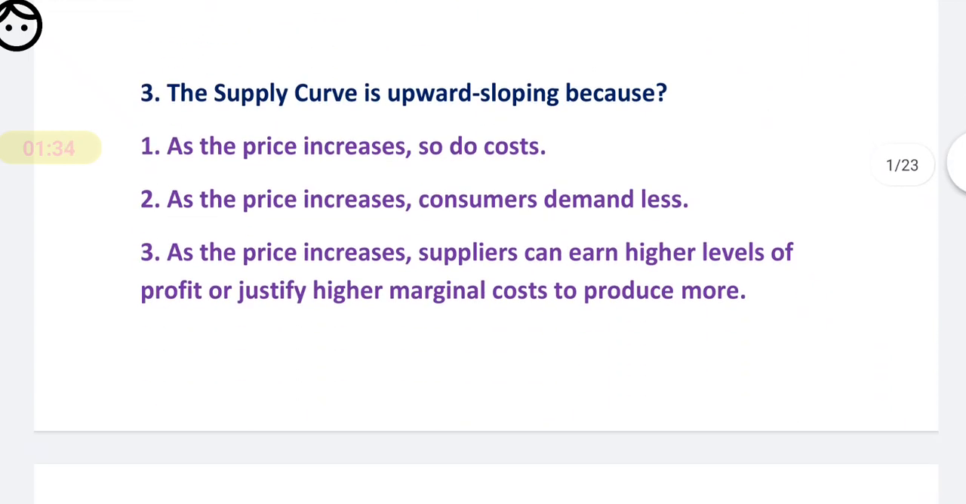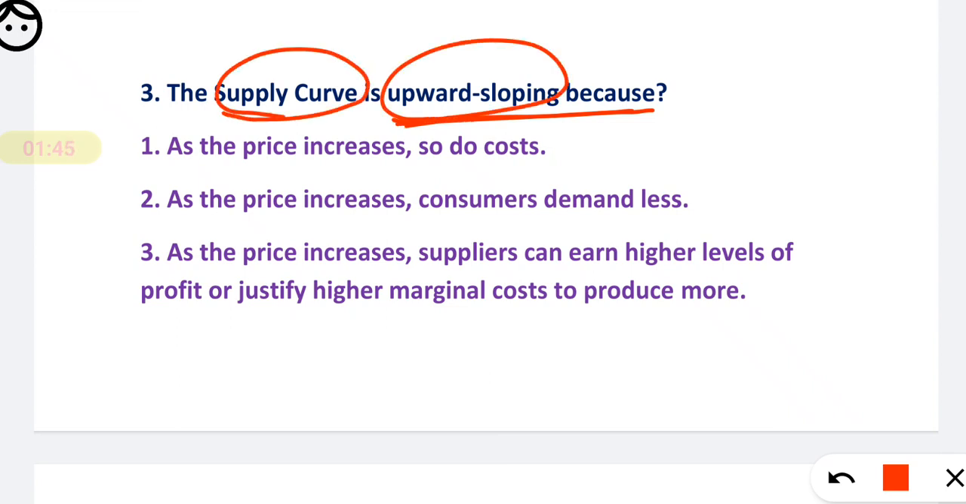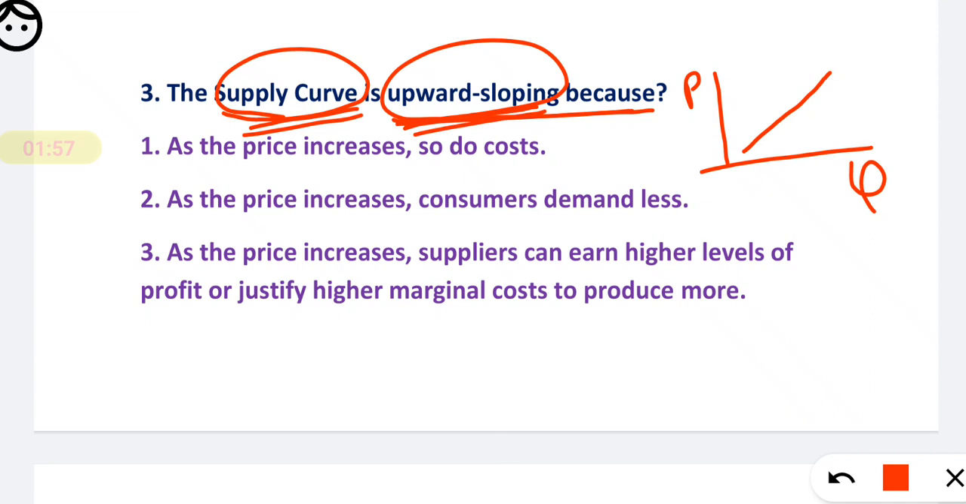Next, the third question: the supply curve is upward sloping. Why is it upward sloping? Here you have to note that the supply curve is upward sloping. How does it look? The supply curve is always price versus quantity supplied, and it is always upward sloping. Remember the slope of the supply curve itself, it is upward sloping.